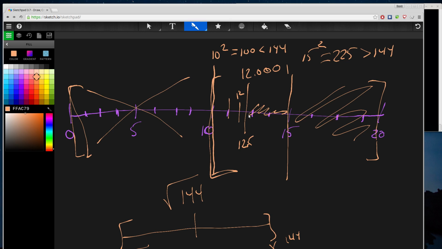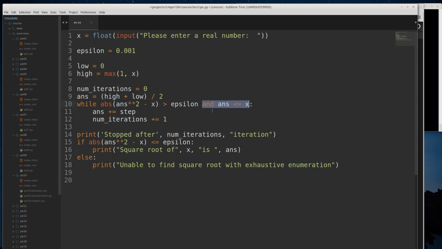So if we were shooting for 12 and we happen to skip past it, we could keep going on forever. We don't actually need that this time, because we're not going to keep going in an increasing direction. We're not blindly increasing the value. Once we find a value that's higher when squared than x, we're going to go back into a smaller number. And we can continue to divide the search space in half indefinitely until we find an answer.